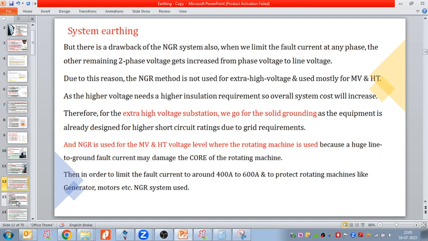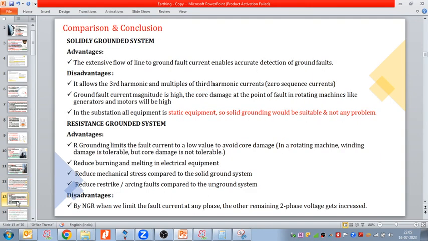Okay, so let us discuss a comparison and a conclusion between two earthing systems. If we do the earthing by solid earthing, the advantage is that the extensive flow of line to ground fault current enables accurate detection of ground fault, because so much current is flowing, we can easily detect the fault current. So this is the advantage for solid grounding, but there are many disadvantages.